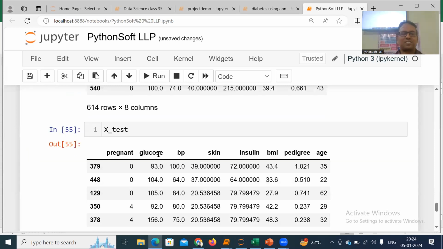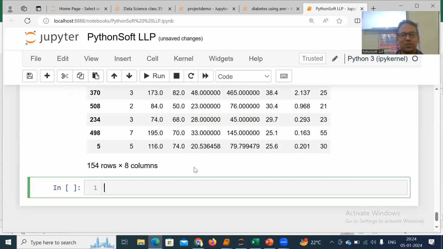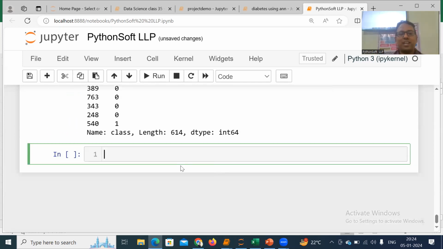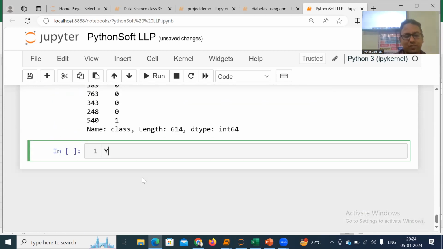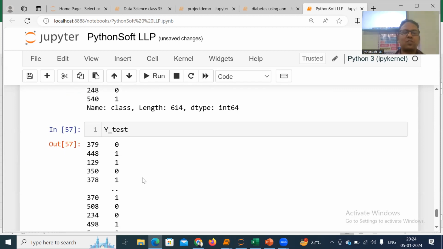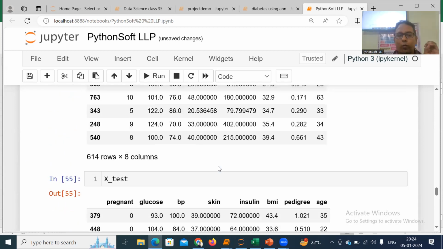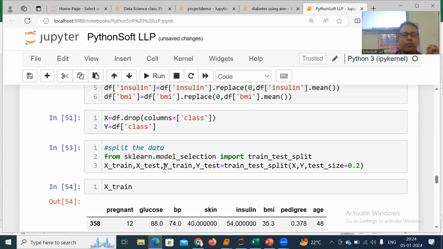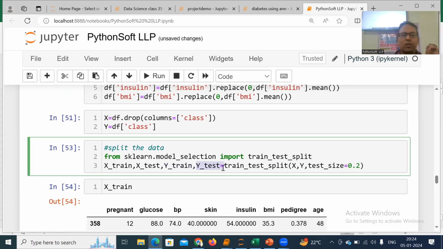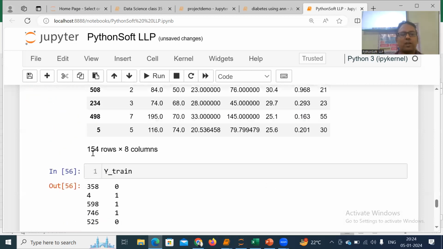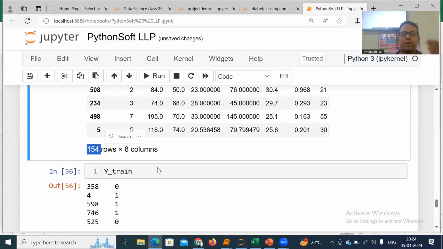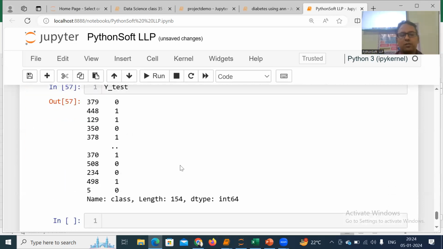If you see what X_test is, it is the 20% input. What is y_train? y_train is the output of X_train, the 80% data output. What is y_test? It is the answer of X_test. That means y_train is the output of X_train, and y_test is the output of X_test. So we will use 614 data for training and the remaining 150 data for testing.